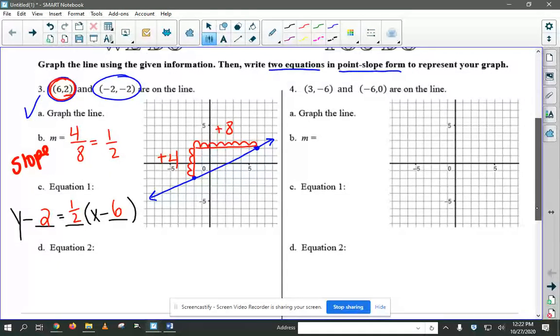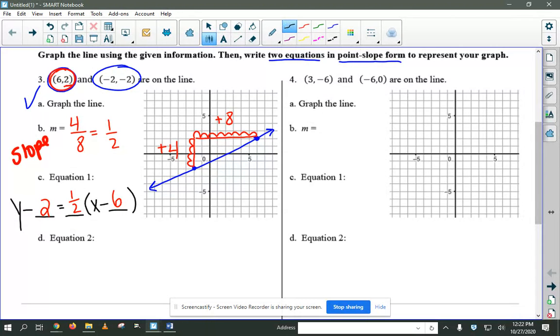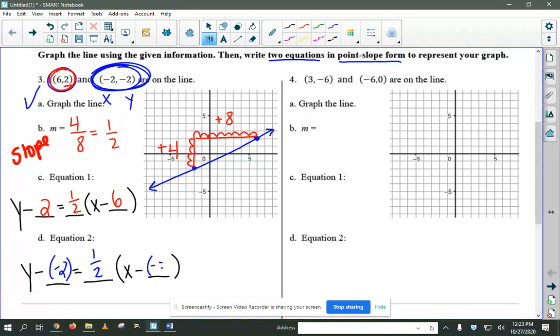Now I'm going to do the same thing, but I'm going to use the second point. So again, I'm just going to write out that skeleton, y minus my y coordinate equals my slope, times x minus that x coordinate. Now I'm going to fill out this equation based on my second point. Again, just to reiterate, this is my x, this is my y. They both happen to be the same for this problem. So y minus a negative 2 equals my slope, half, times x minus a negative 2.